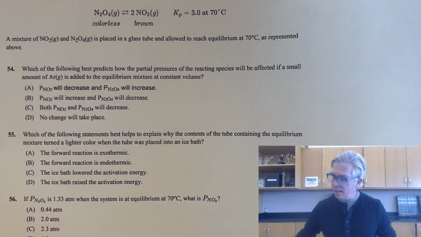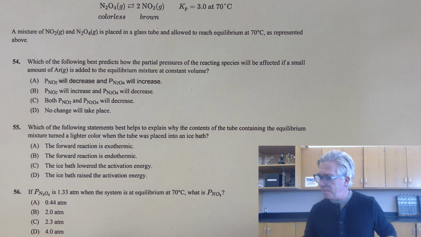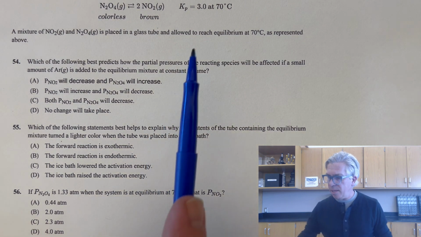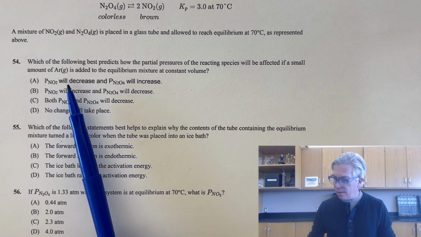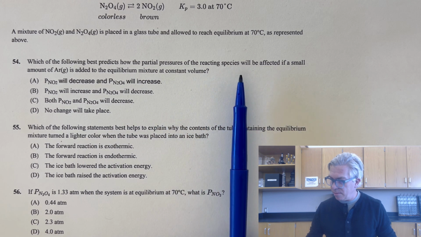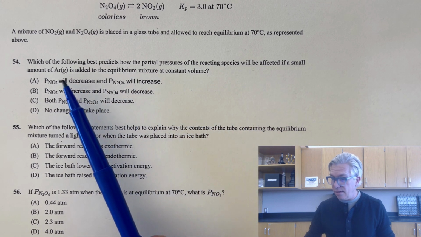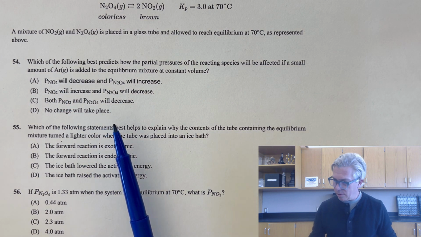All right, final pause the video moment for this episode is a three-parter. We have N2O4 and NO2. Kp is 3 at 70 degrees Celsius, and we have three questions. Which of the following best predicts how the partial pressure of the reacting species will be affected if a small amount of argon, attention, is added to the equilibrium system?